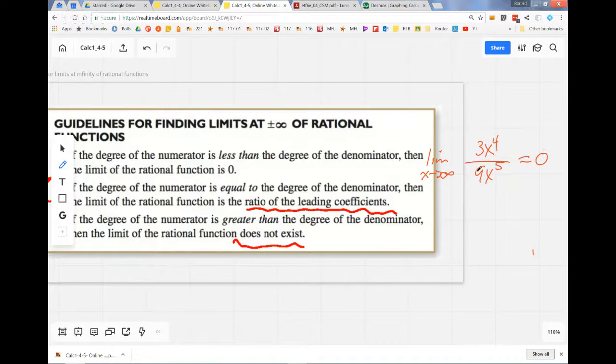When you have a tie, like 2x to the 4th plus 3x to the 3rd over 7x to the 4th minus 2x squared, you look at the leading coefficient, the one that's got the highest power on it, and you see here we have a tie. So what's the limit of that as x approaches infinity? Well, the x to the 4ths are going to be equal. It's just going to be 2/7. The limit of those leading coefficients.